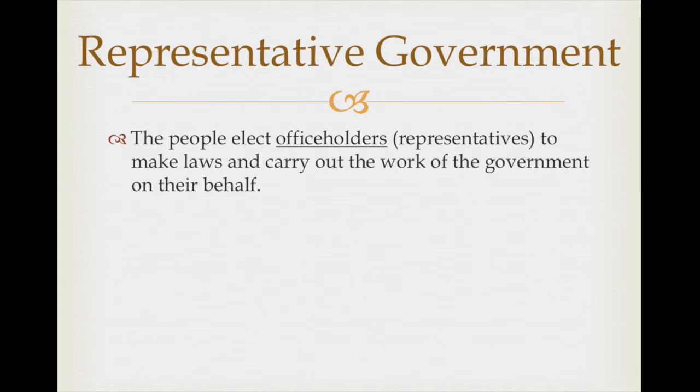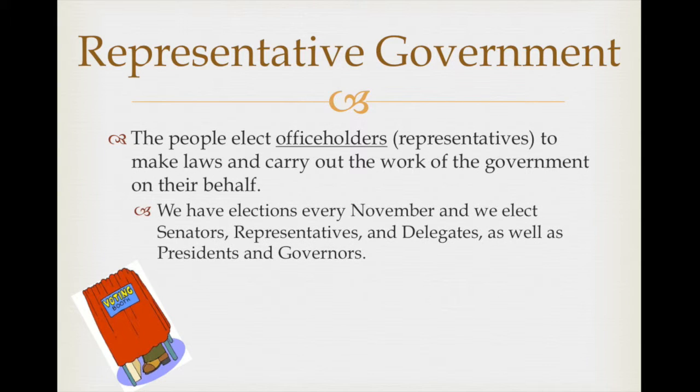We elect people. We elect what are called office holders to make laws on our behalf because we cannot be in Washington, D.C. or we cannot be in Richmond at times when laws need to be made. So we elect people to do it on our behalf.